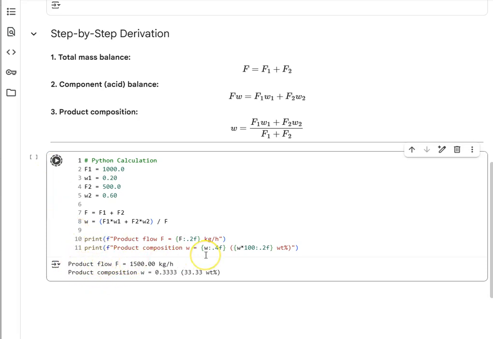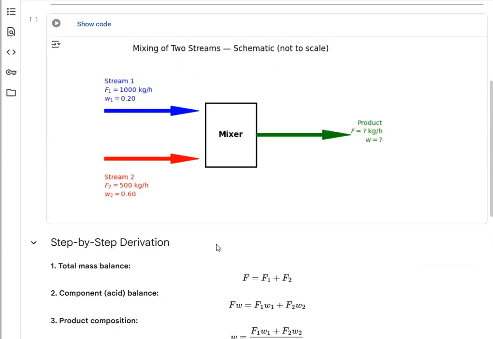The product flow rate F is equal to 1500 kg per hour and the product composition W is equal to 0.3333, so that is 33.33%. So that's the way to solve this chemical process calculation problem. That's it. Thank you.